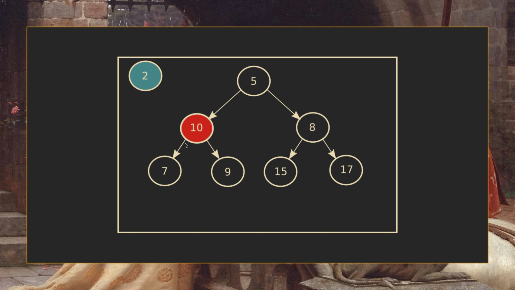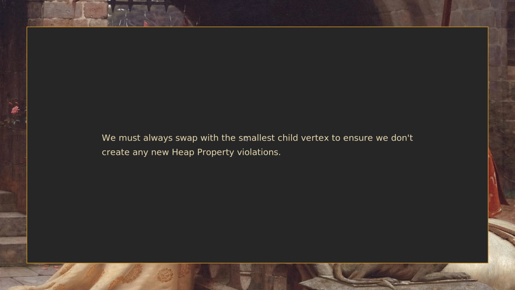Now you may ask a question. Why did I swap with 5 and not 8? Is there some rule about swapping? And the answer is there is. We're always going to have to swap with the smallest child vertex. And this is to ensure we don't create any new heap property violations.